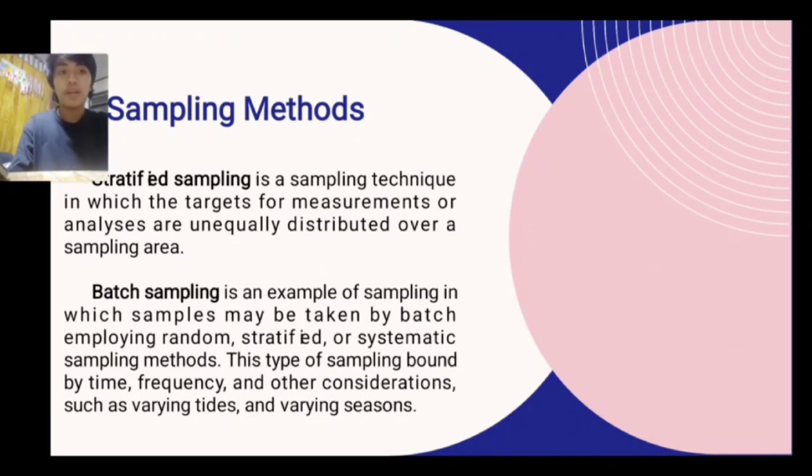This type of sampling is bound by time. Examples of time are hourly, daily, and monthly. Frequency examples are once a day and twice a year. Other considerations are varying tides, high or low, and varying seasons, and in the case of some sample collection in the Philippines, dry and wet seasons.